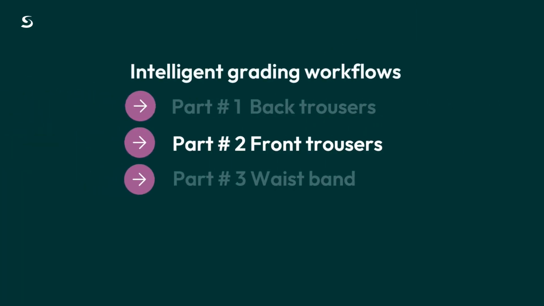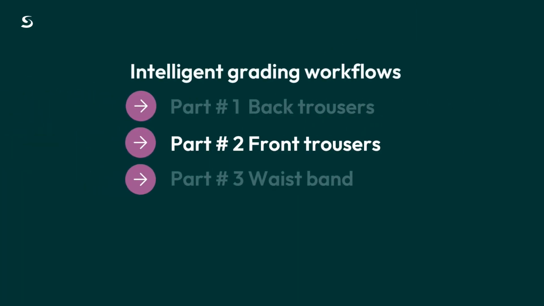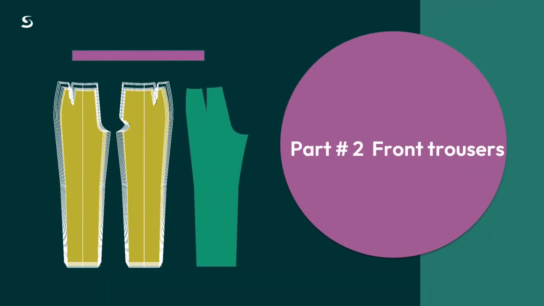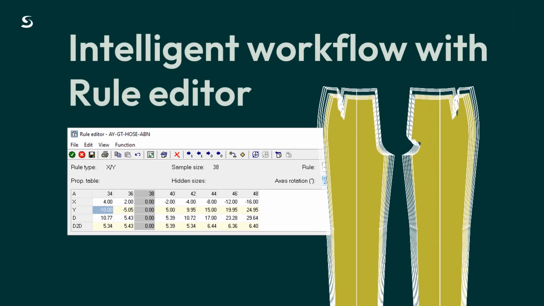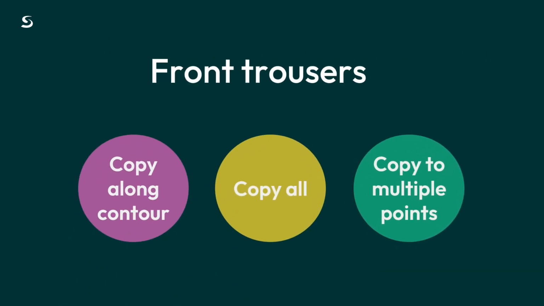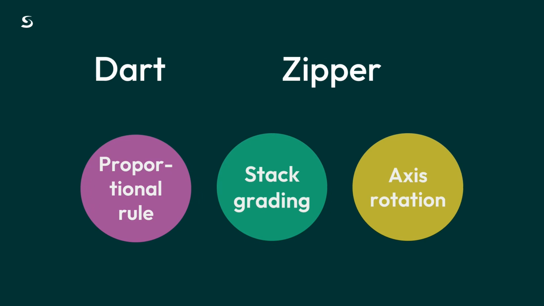We show you the intelligent workflows of CAD Assist. Part 2 will show you the grading of the front trousers with great finesse. See best practice to grade intuitively with a perfect fit result. We show you copy functions in best practice. Copy rules along the contour, copy the complete set of grade rules, or copy to multiple points.